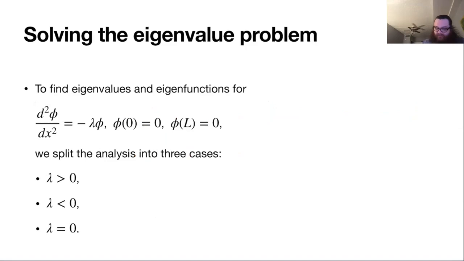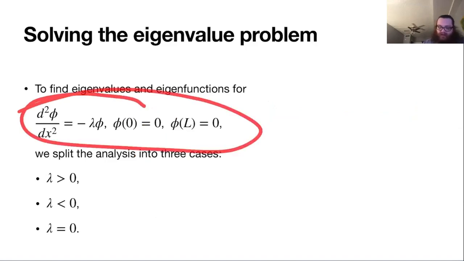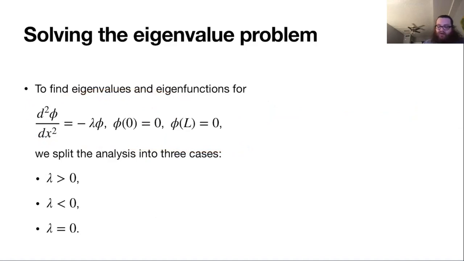Okay, so how do we actually solve this? Again, here's the ODE with the boundary conditions. What we're going to do is split the analysis into 3 cases. In each of these 3 cases, we can explicitly write out what phi looks like, because we know how to solve constant coefficient ODEs. We know what the solutions look like. So we're going to split up our analysis of what possible lambda there are into: what if lambda is positive, what if lambda is negative, and what if lambda is equal to 0.